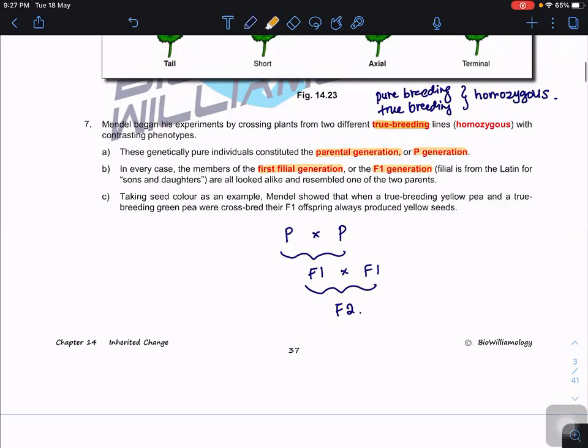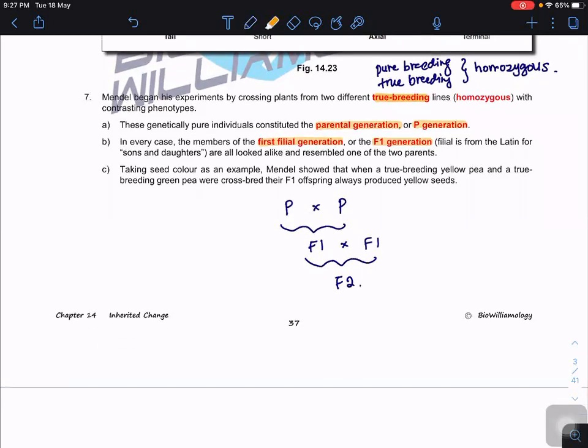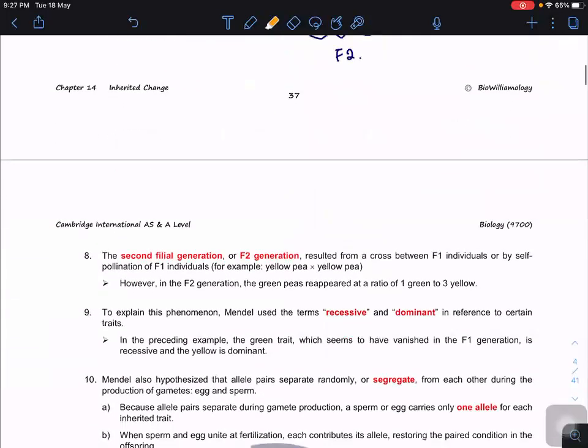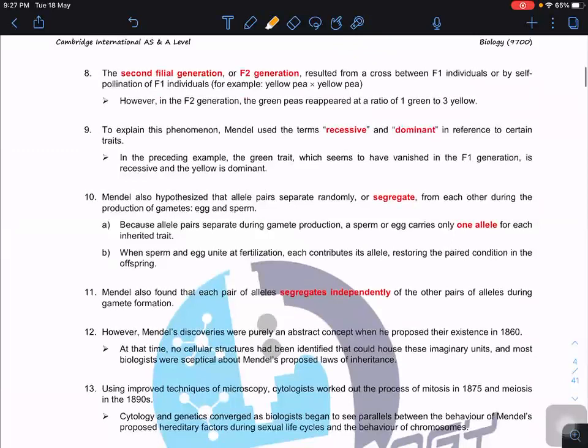Taking the seed as an example, later we're going to look at it. Mendel showed that when a true breeding yellow pea and a true breeding green pea are crossed together, the F1 always produces yellow seeds. Later we have to show how we can get this result. And the second filial generation, the F2, resulting from the cross between F1 individuals, always gives us a ratio of 1 green to 3 yellow. Later we will do this to show how we can get this result.